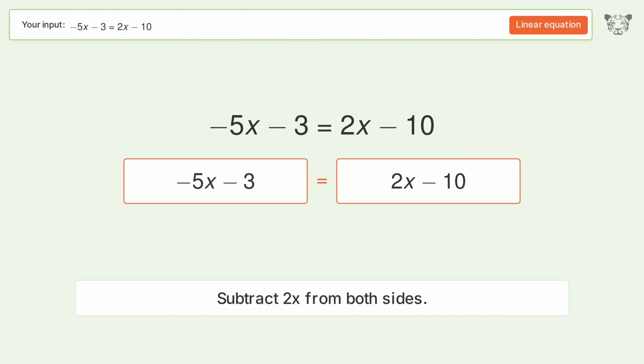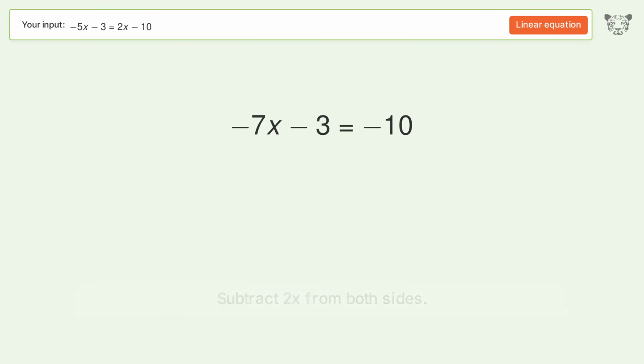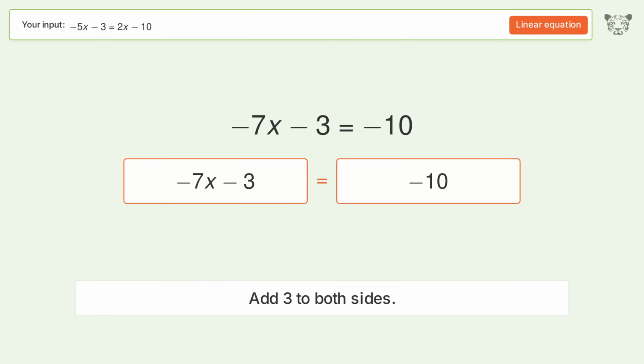Subtract 2 times x from both sides to collect the variable terms on the left. That gives negative 7 times x minus 3 equals negative 10. Add 3 to both sides so the variable term stands alone. That gives negative 7 times x equals negative 7.